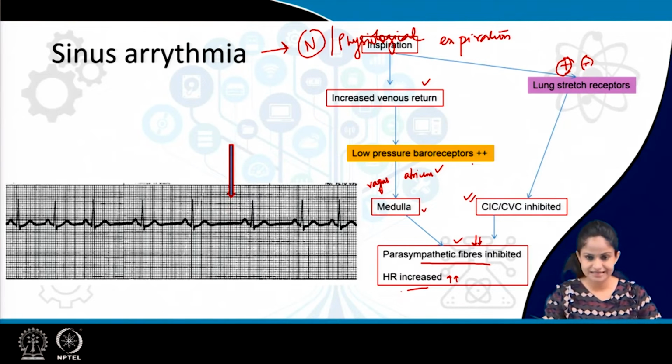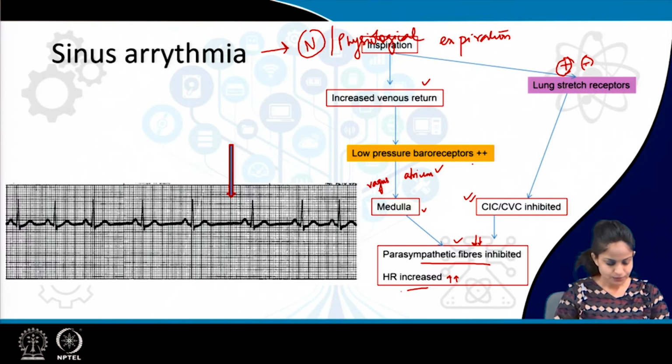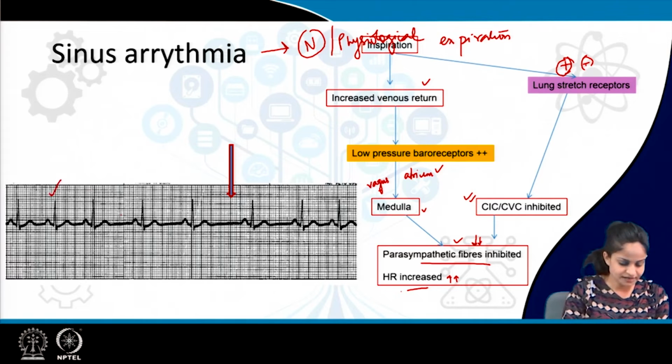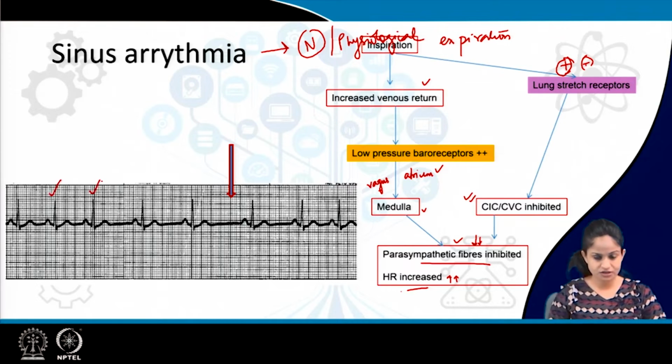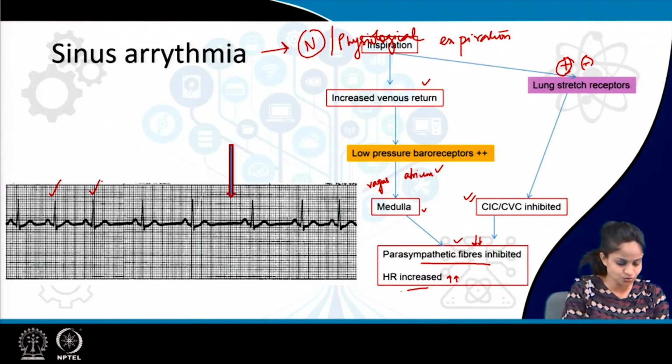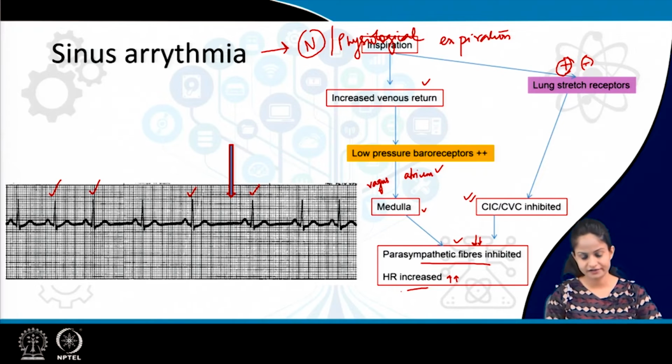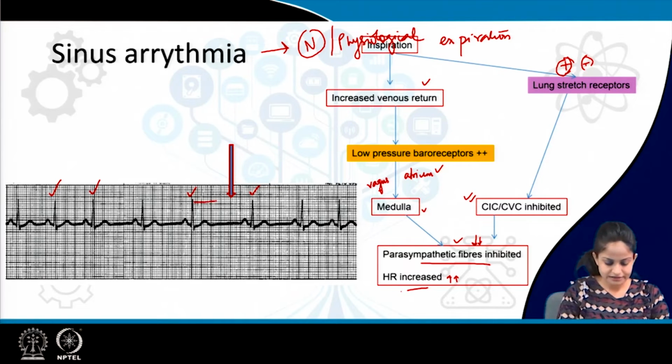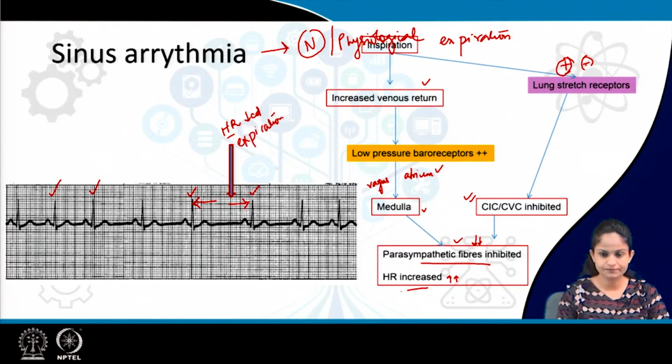So, that is what we see in this ECG. We can see this and this. If you just consider these two RR intervals, we can see here this RR interval is prolonged. That means the heart rate here is decreased, that means this is an expiratory phase. Here expiration is going on.